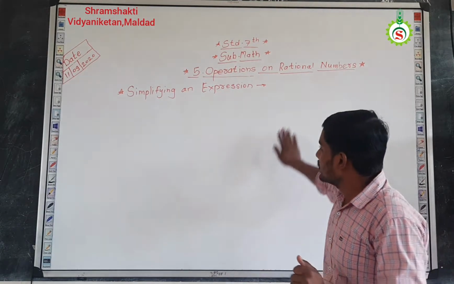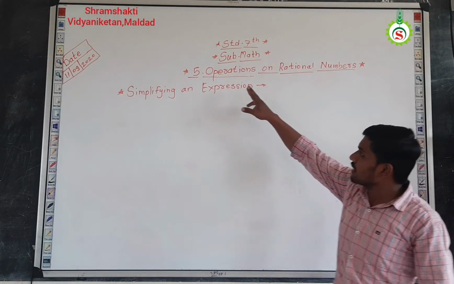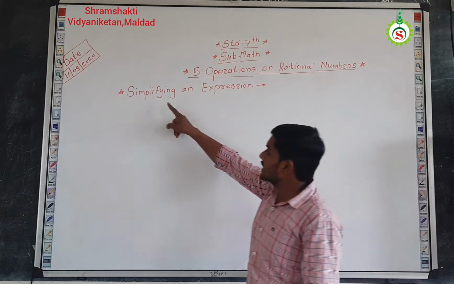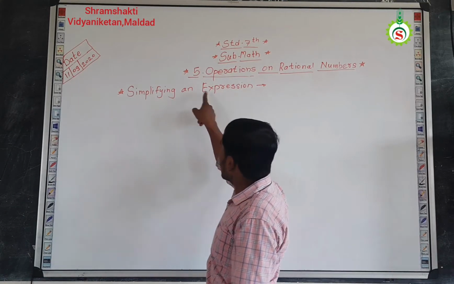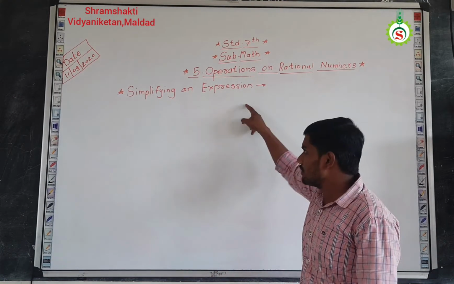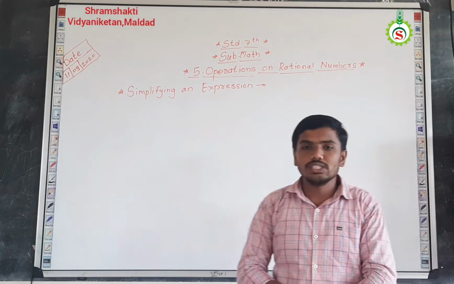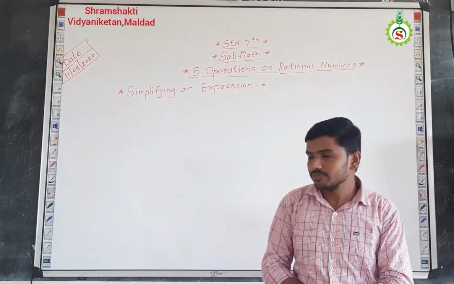Now the last point from chapter number 5, operations on rational numbers, is nothing but simplifying an expression. And that topic we are going to see in today's lecture. Okay. So, simplifying an expression.